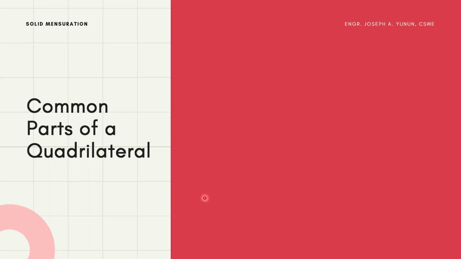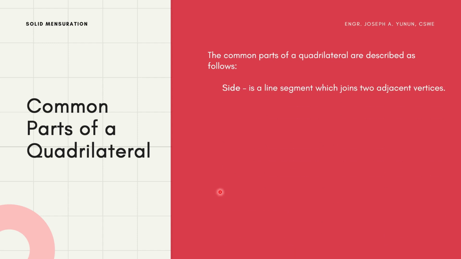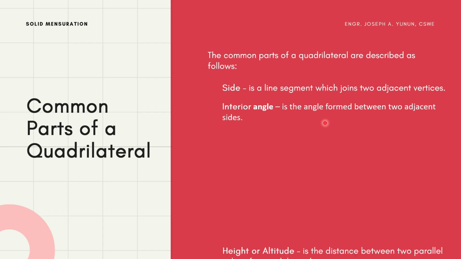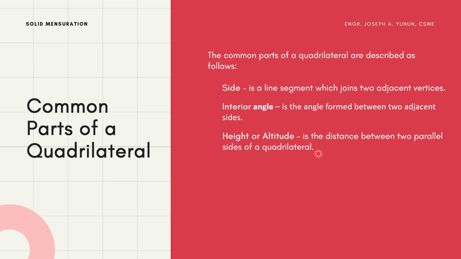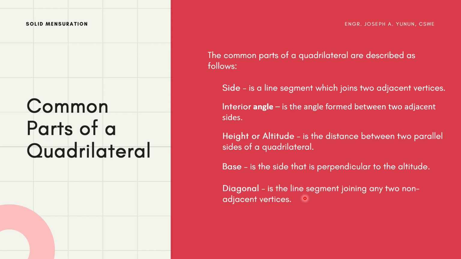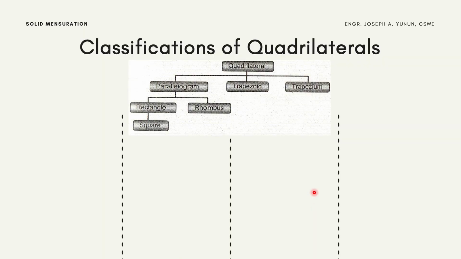So common parts of a quadrilateral. The following are the side, which is a line segment which joins two adjacent vertices; the interior angle, which is the angle formed between those two adjacent sides; the height or altitude, which is the distance between two parallel sides of a quadrilateral; the base, which is the side that is perpendicular to the altitude; and the diagonal, which is the line segment joining any two non-adjacent vertices.